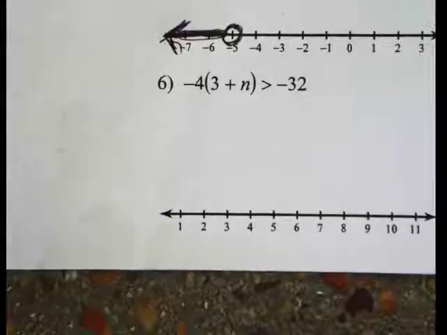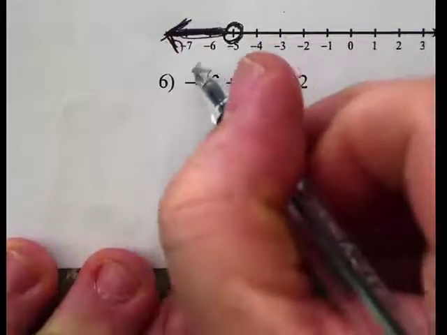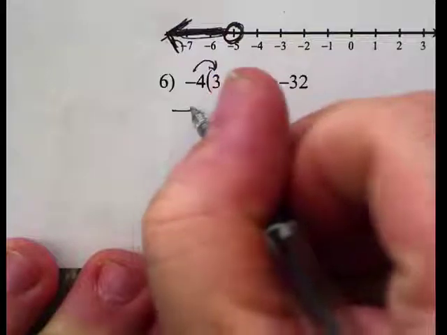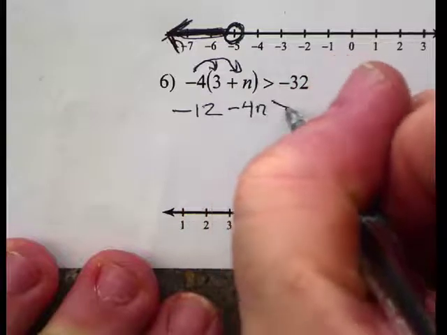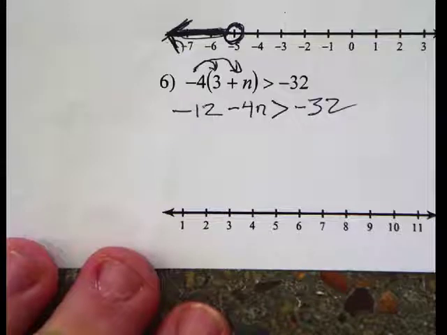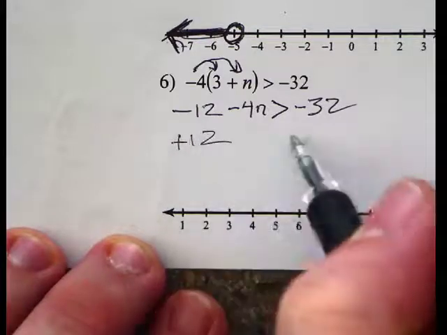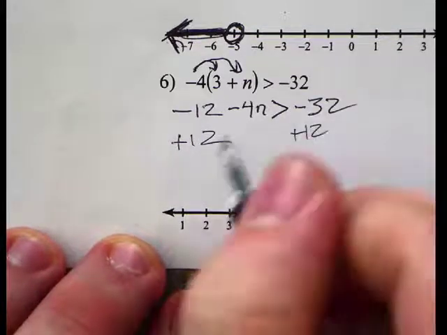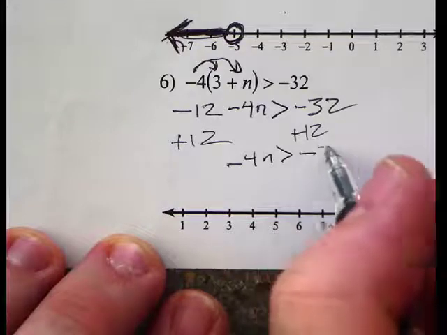Okay, let's look here. This one's a little harder, only because it's asking us to distribute first. Negative 4 times 3 is negative 12. Negative 4 plus n is negative 4n is greater than negative 32. And there are different ways to solve that. You could divide by negative 4 first and then solve down, but we're just going to get used to doing distribution. So now I'm going to add 12, and I'm left with negative 4n is greater than negative 20.